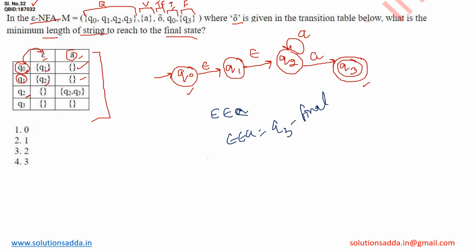So I can say that epsilon will not count towards the length of the string. Here the length of the string is only one, that is a. So the correct option for this question will be option number 2. I need only one symbol to reach the final state.